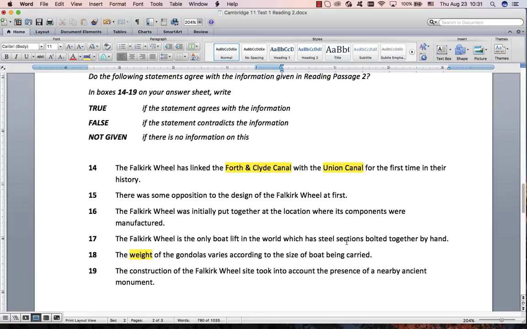What are your circle words? Okay, I've circled the words that I think they will target. A couple of these, I think 2 of them, this method doesn't really work because there was nothing really clear in that sentence. But we'll see. So, it's linked the Forth and Clyde with this canal for the first time. That's probably what they're looking at.